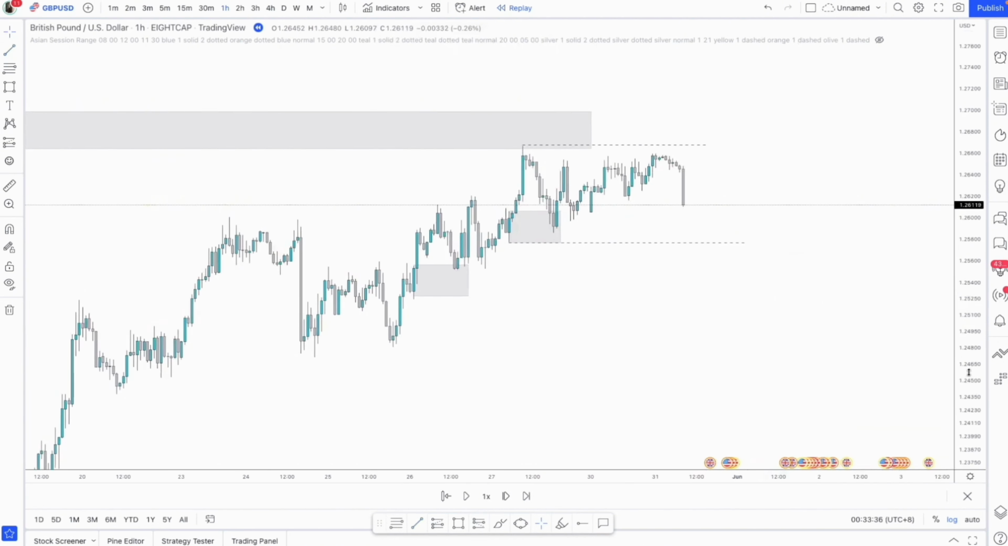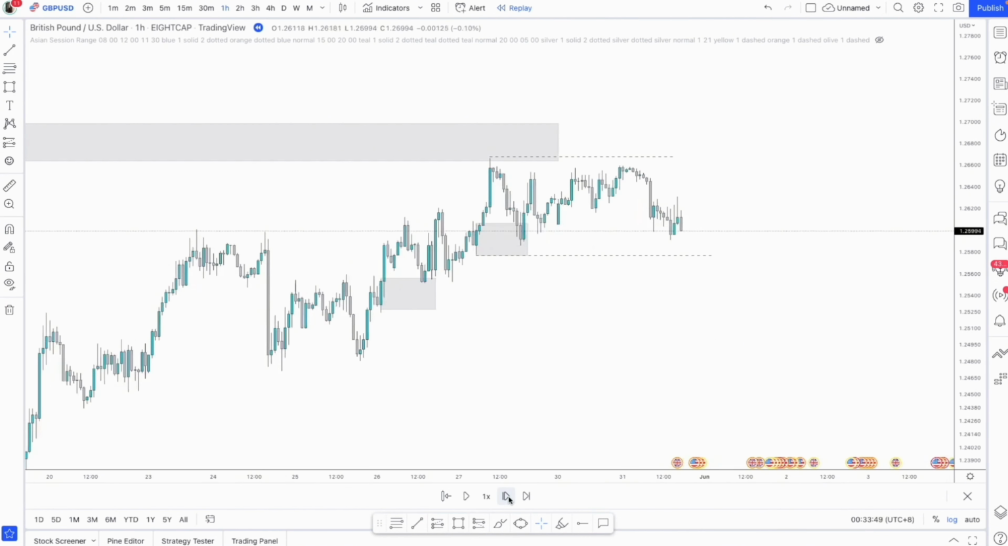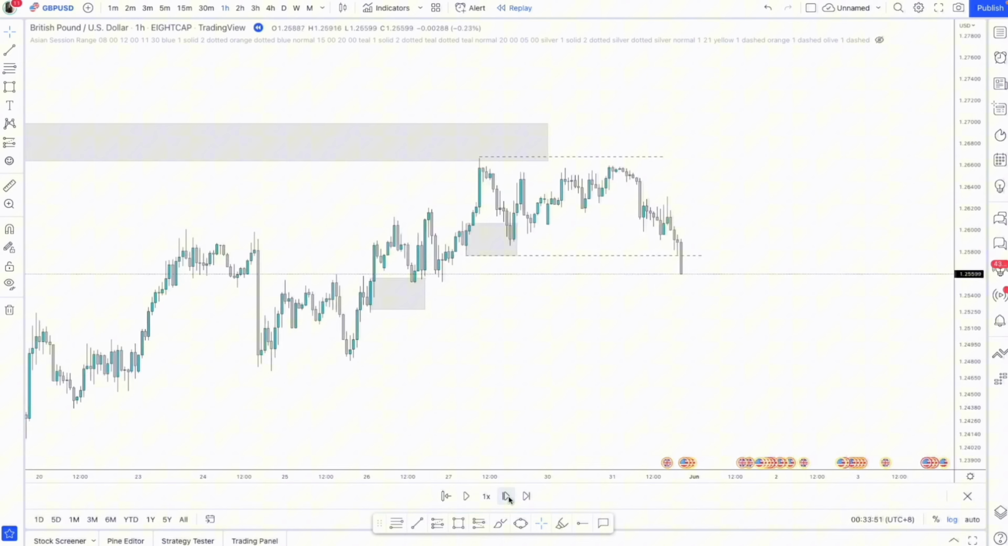If this demand level breaks, that is an implication to us that there is more supply than there is demand, thus price is going to continue to decrease from this level. And so essentially if we get that change of character, that is our confirmation to enter. On the break of that level, which is our demand that put in the most recent high, the break of that is a change of character.